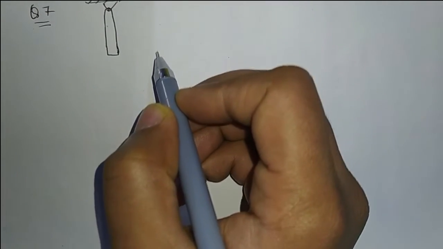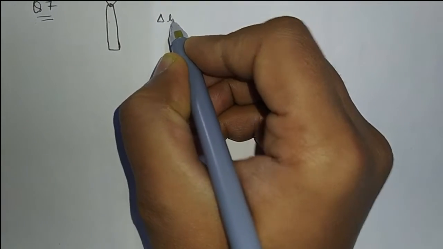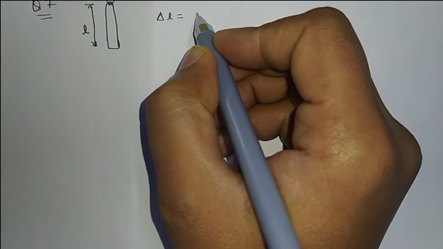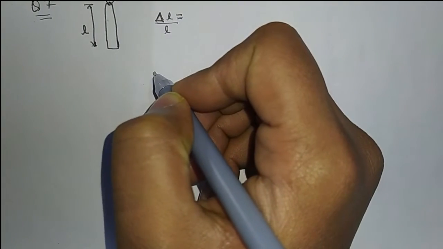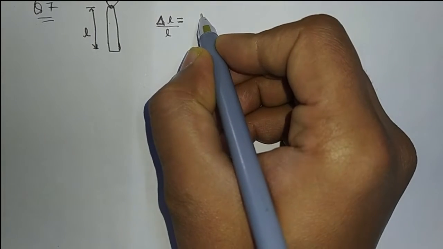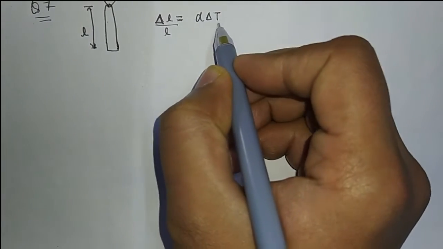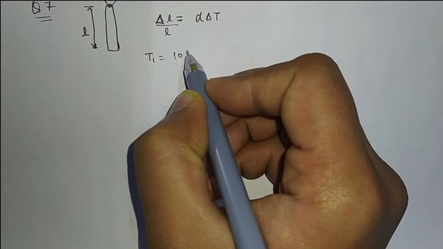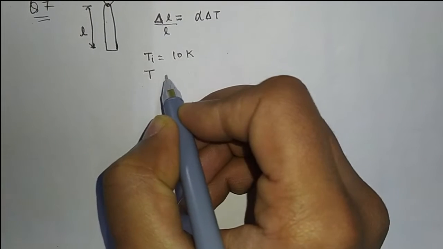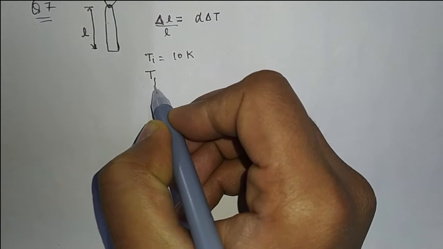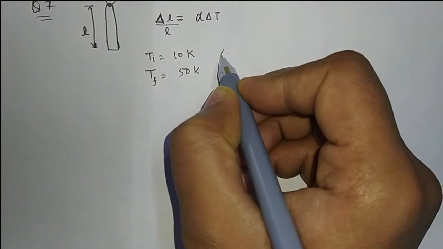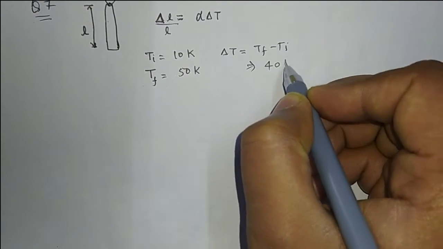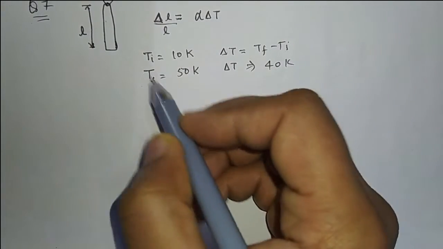So what will happen? We know the thermal strain, for example, this is the length of the rod. Because of heating, there is a strain, which is nothing but alpha delta T. Delta T is the temperature difference. For example, if the rod was initially at 10 Kelvin and is now uniformly heated to a final temperature of 50 Kelvin, then delta T will be equal to T final minus T initial, so here it is 40 Kelvin.